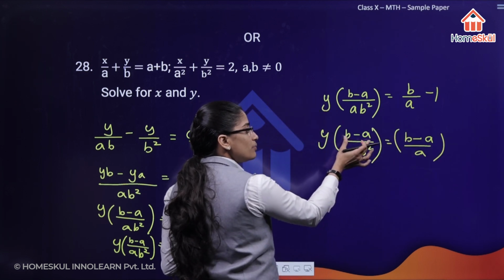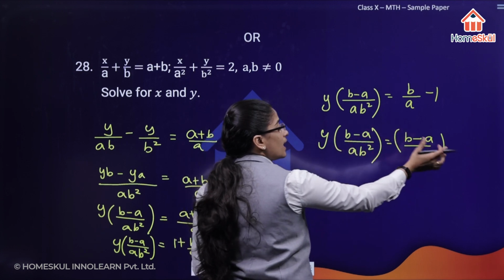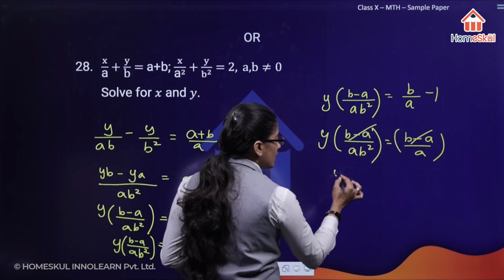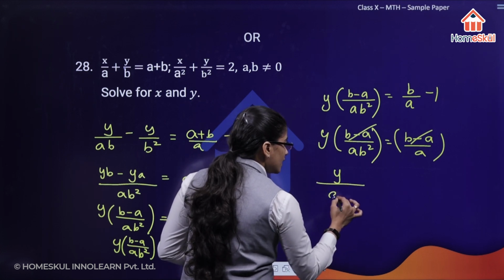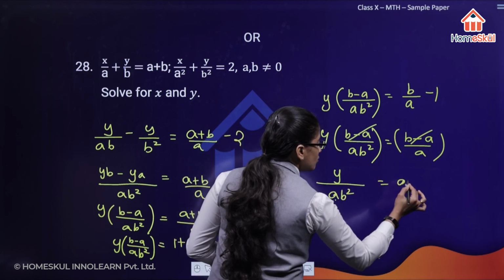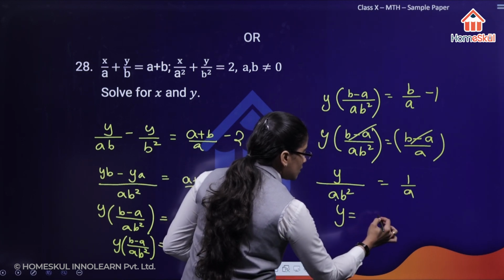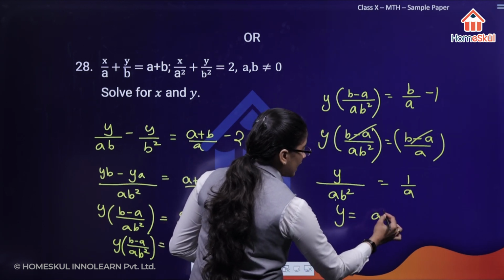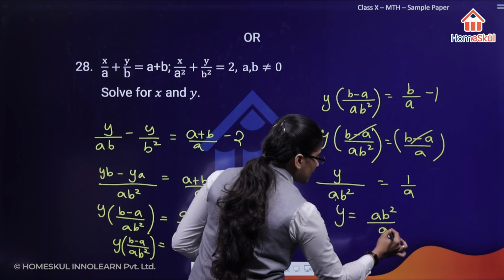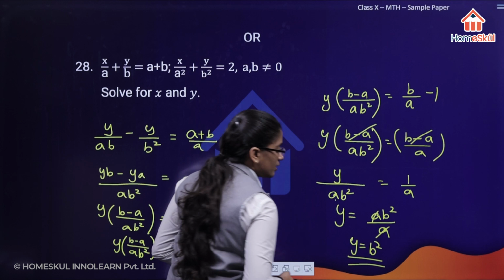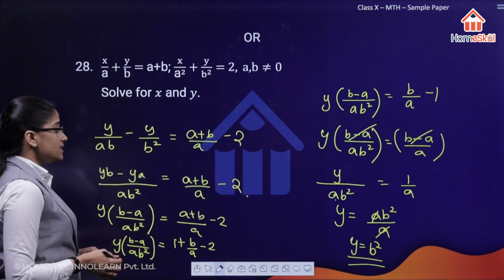So, here in the numerator there is a (b minus a), and on the RHS also there is a (b minus a). That means we are getting y by ab square is equal to 1 by a, right? That means y is equal to ab square by a, which means y is equal to b square, right? We are getting y is equal to b square.